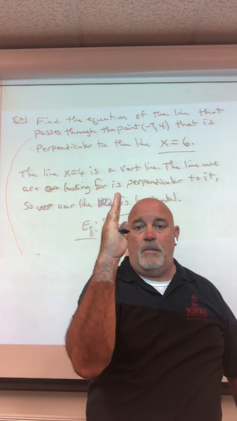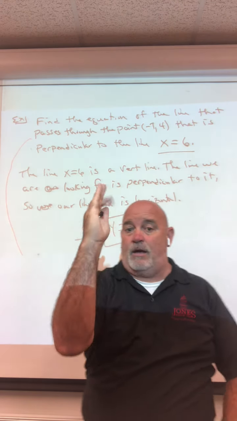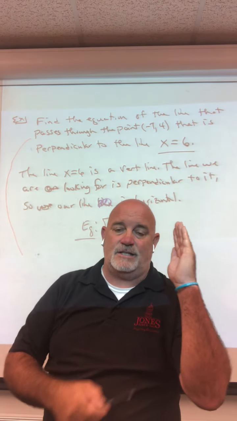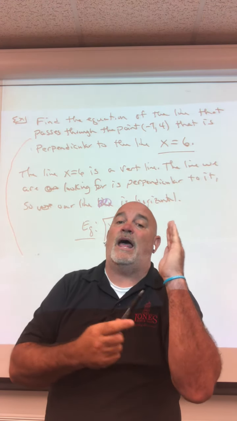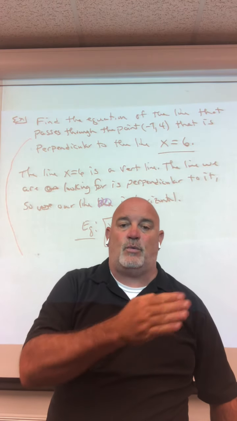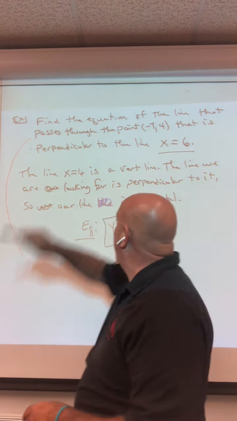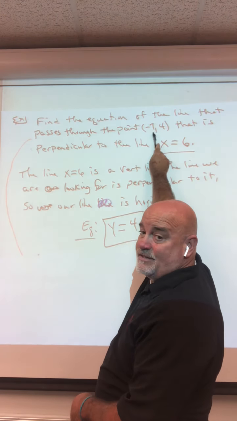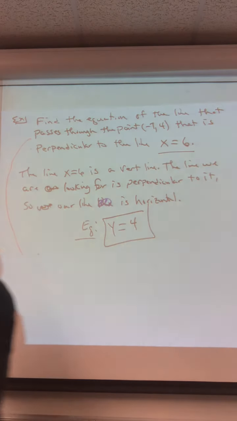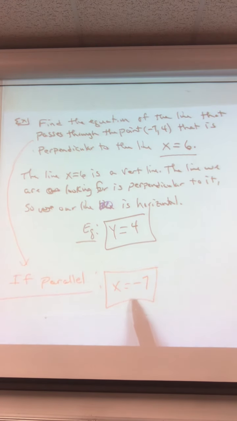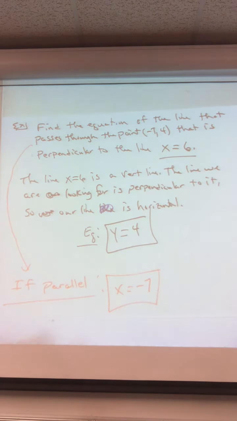Yes. But if this is parallel now, my line is vertical. So if my line is vertical, the equation will have just an x in it. So my line would be x equals some number. And the ordered pair, it would be x equals -7. So if that word had been parallel, it would be x equals -7 because that's what the x is in that ordered pair.